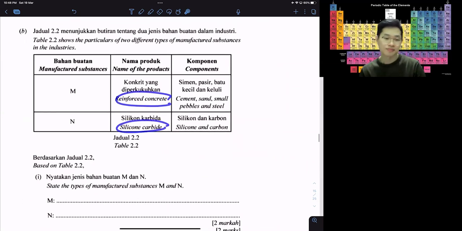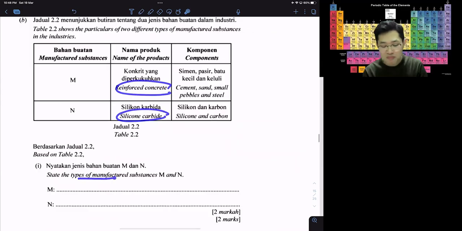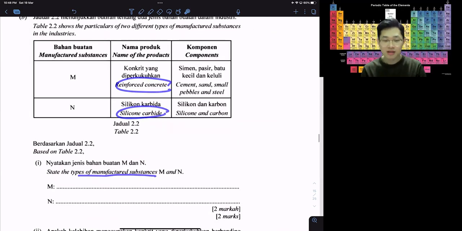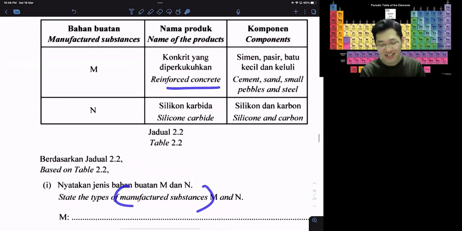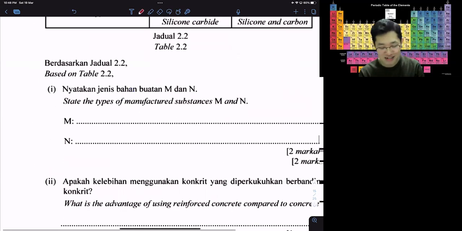Silicon carbide. Because they ask you the type of manufactured substance. Manufactured substance means which subtopic? Reinforced concrete is which subtopic? Yes, composite material.